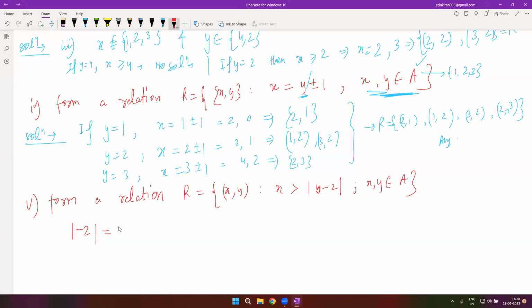So if we are applying modulus on minus 2, then the answer would be 2. If you are applying modulus on a positive value, then it doesn't affect that. The value is 3 itself. Right? So the job of modulus is to give you the absolute value, positive value, only the value without sign. So if there is a positive sign, then you don't need to do anything. If there is a negative sign, it will convert it into a positive sign.